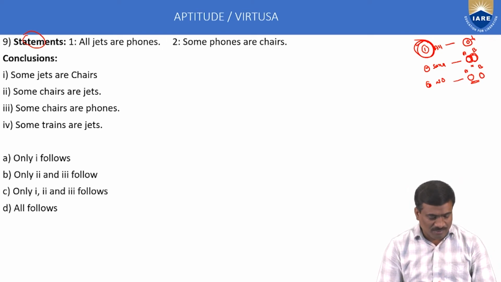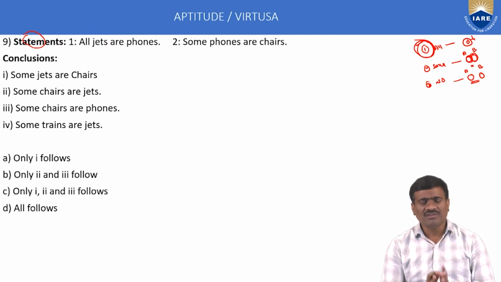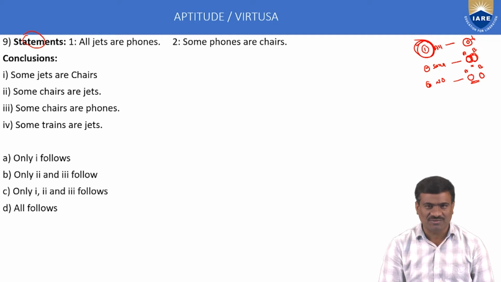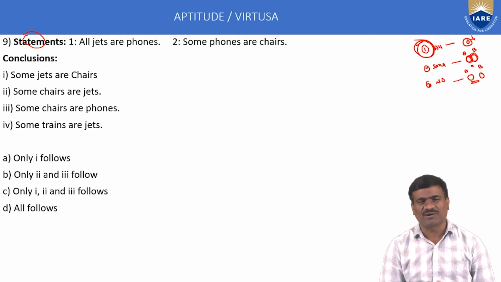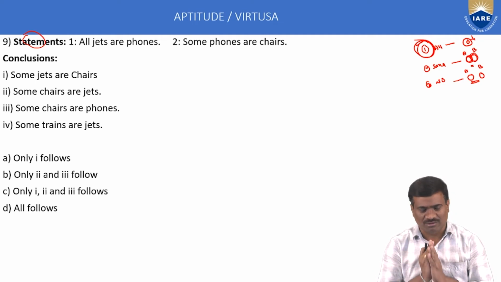The next method, ninth one: using two statements, draw a Venn diagram. But always draw only the unique Venn diagram of the two given statements. Don't draw possibility Venn diagrams. That method is exactly the wrong method.